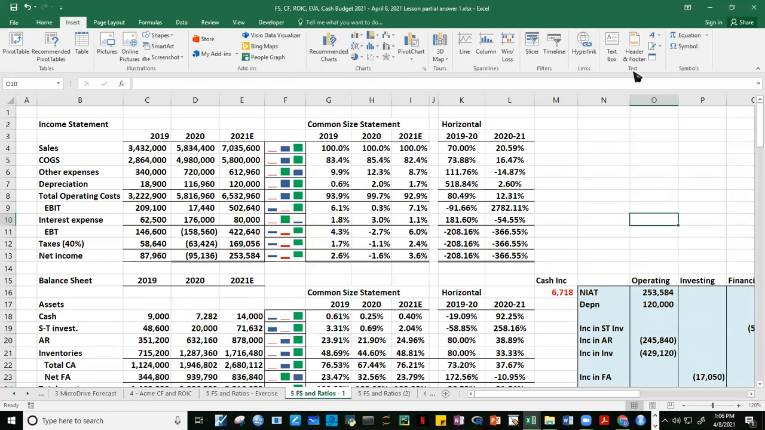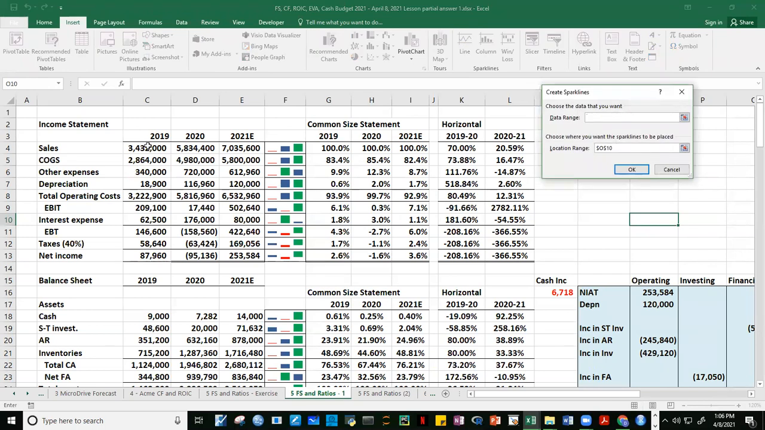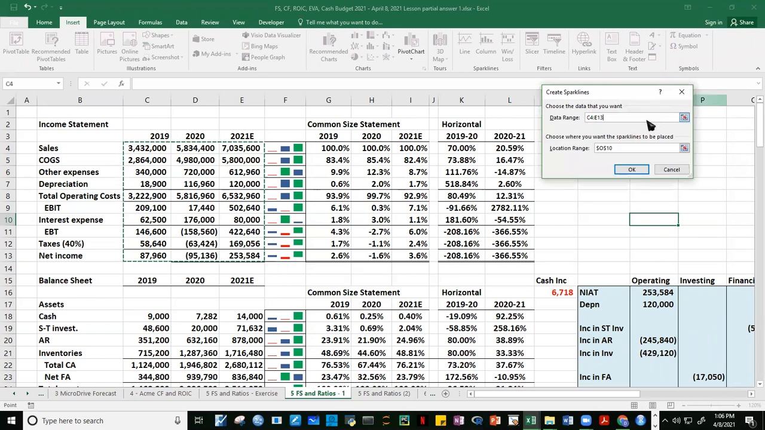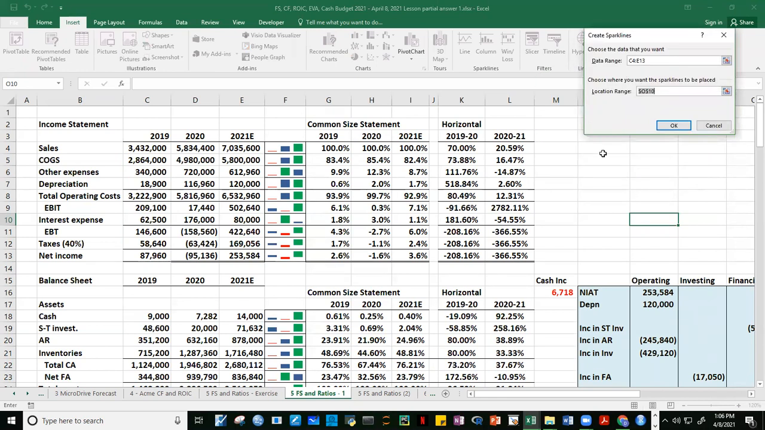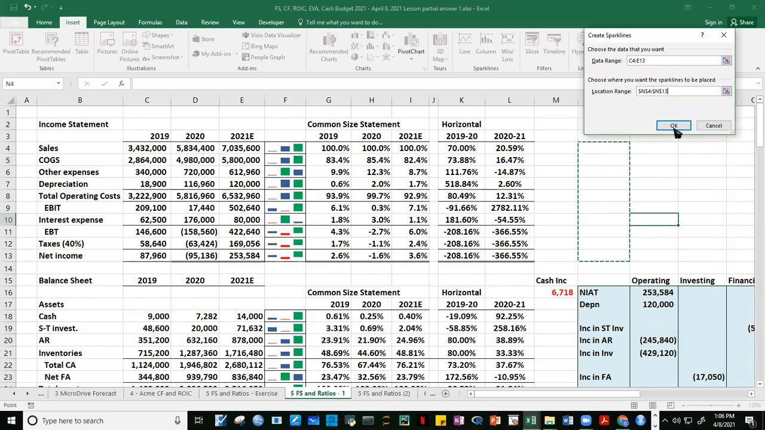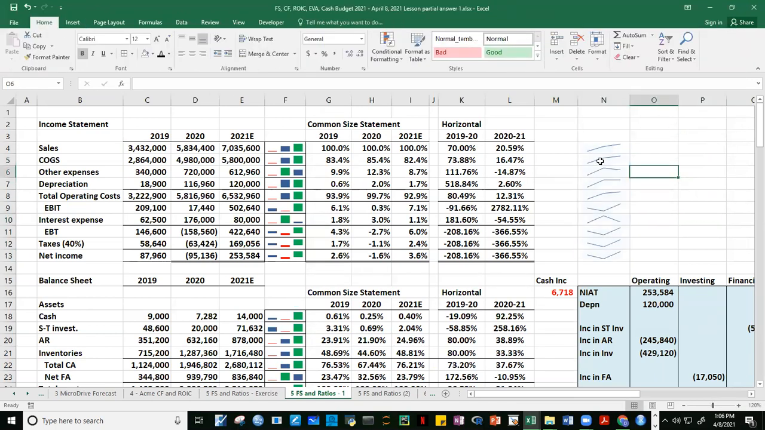So Insert. Let me use a line sparkline. The data range is this one, the same data, and then let me just put the sparkline. It has to have the same number of cells. Here, just for comparison. So here, guys, is your sparkline.